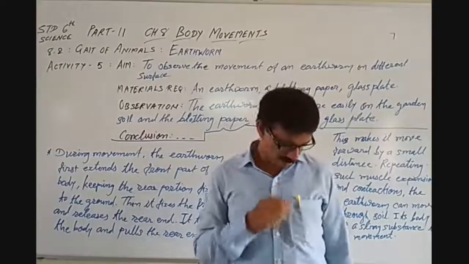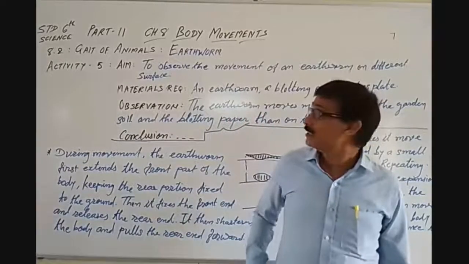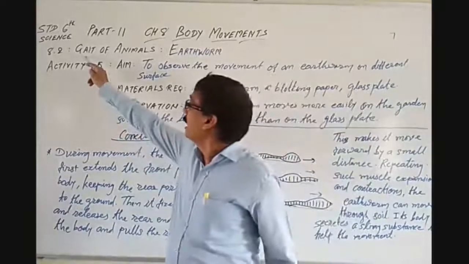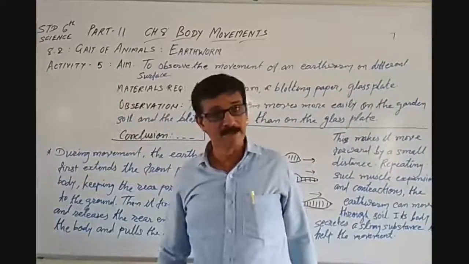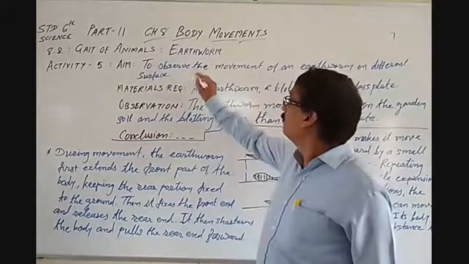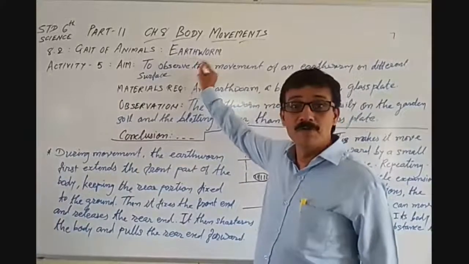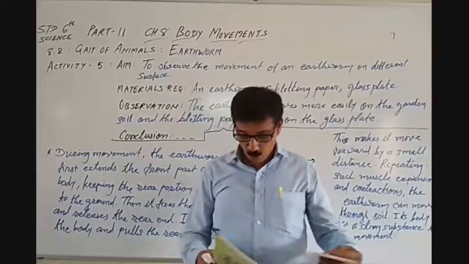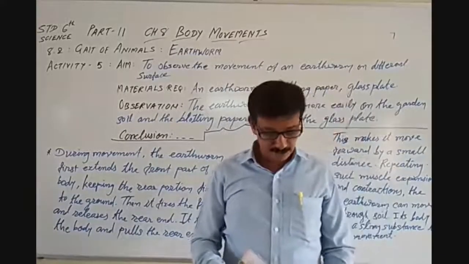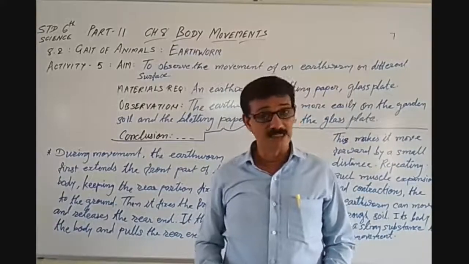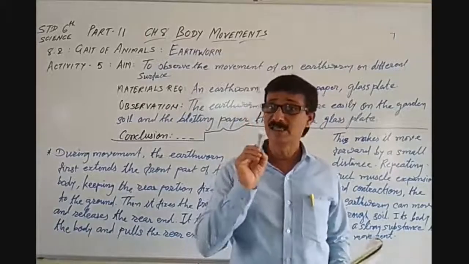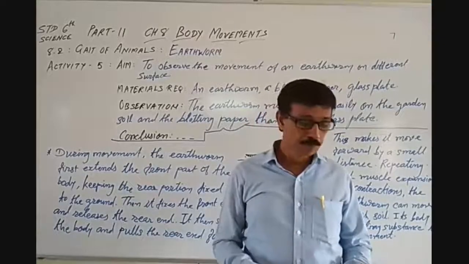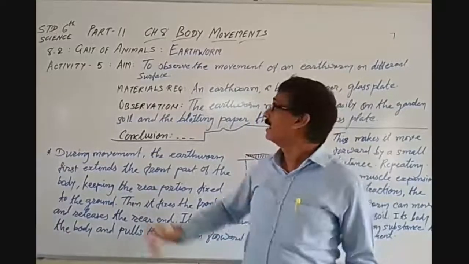Now in this part we are going to discuss 8.2, gait of animals, in which we will discuss the gait of the earthworm. So open page number 73 in your textbook. Keep a sharpened pencil also with you, and let's go for activity 5.